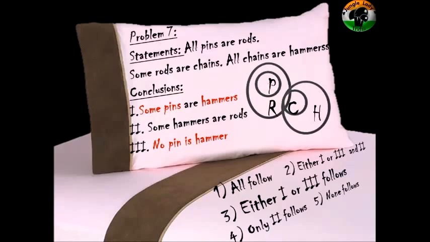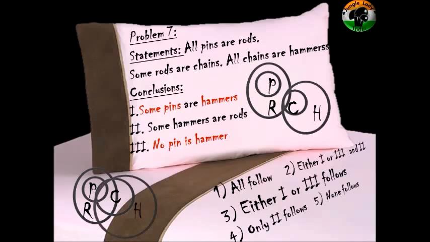Now I am going to draw the other diagram. All pins are rods, so again pins inner circle, rods outer circle. Some rods are chains. Now what could I do? With my imagination, I will say the chains could even be pins like this, right? So this is the diagram. Next, all chains are hammers, so obviously chains should be completely enclosed by hammers like this, right? Now we can check the conclusions for each diagram separately.